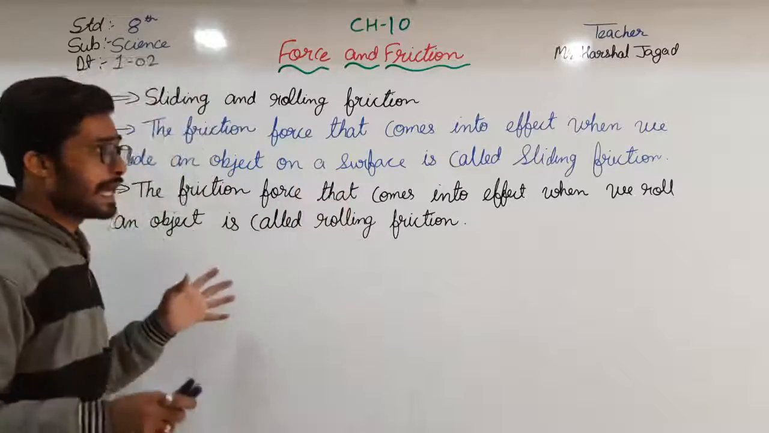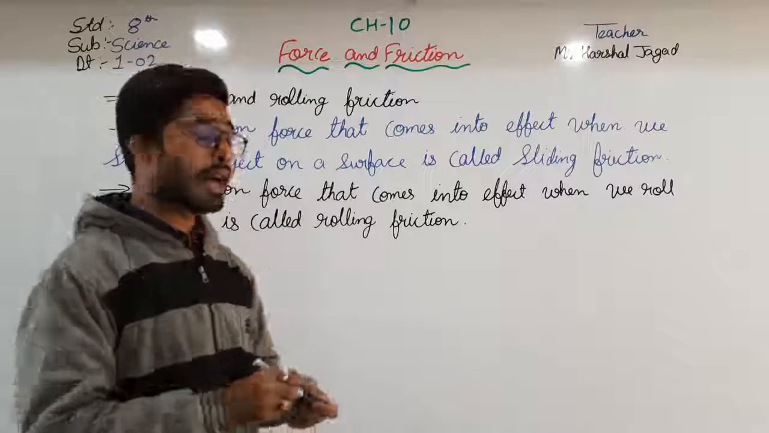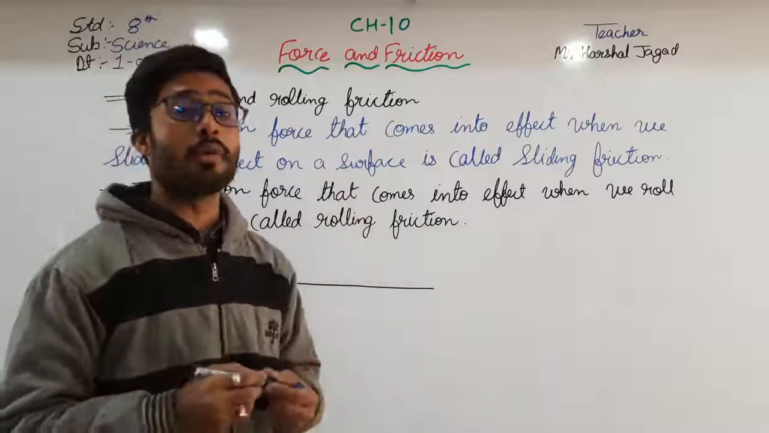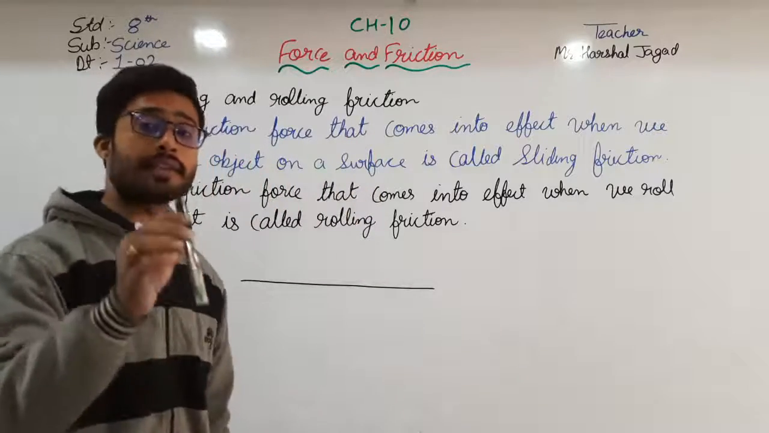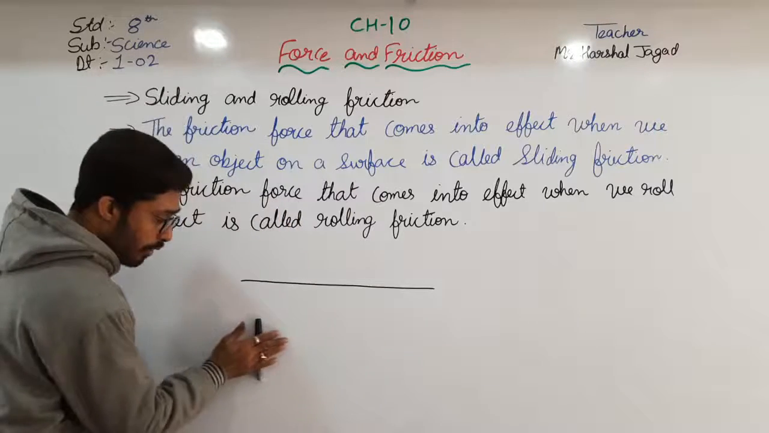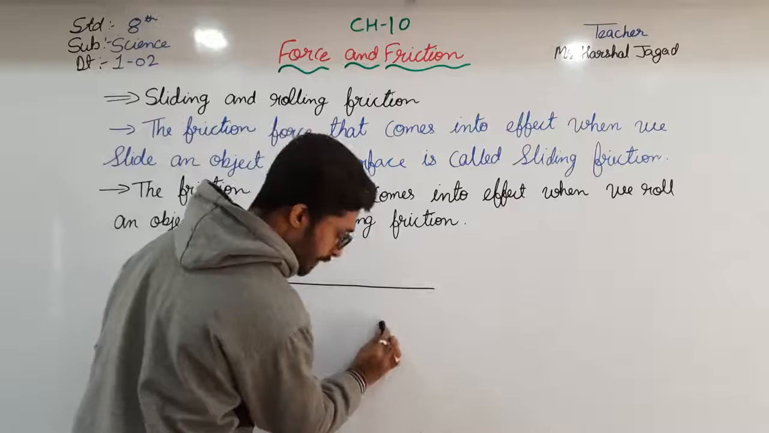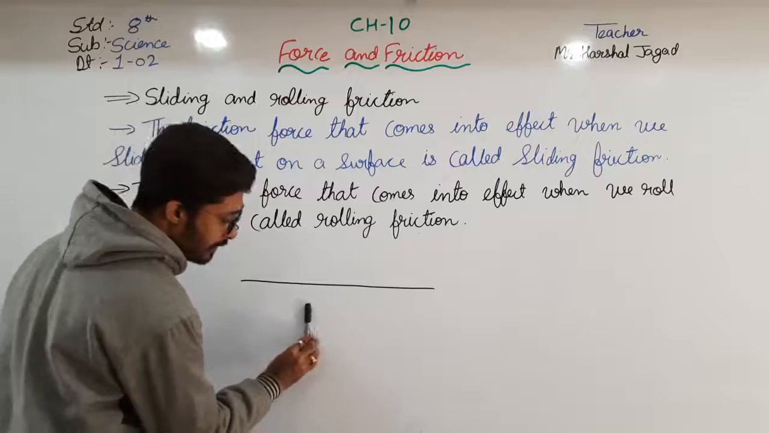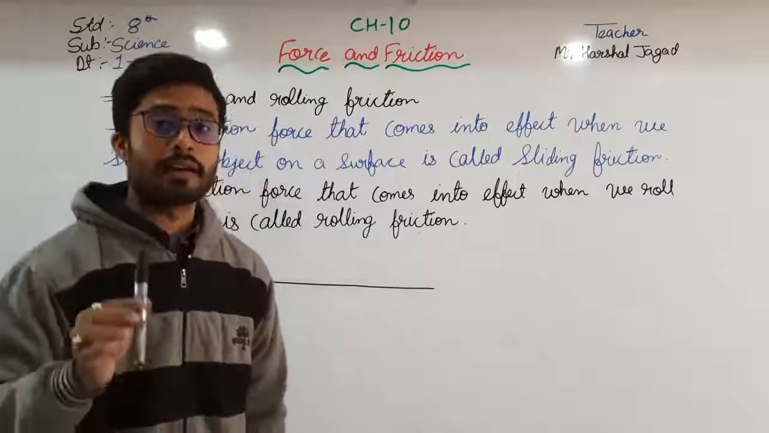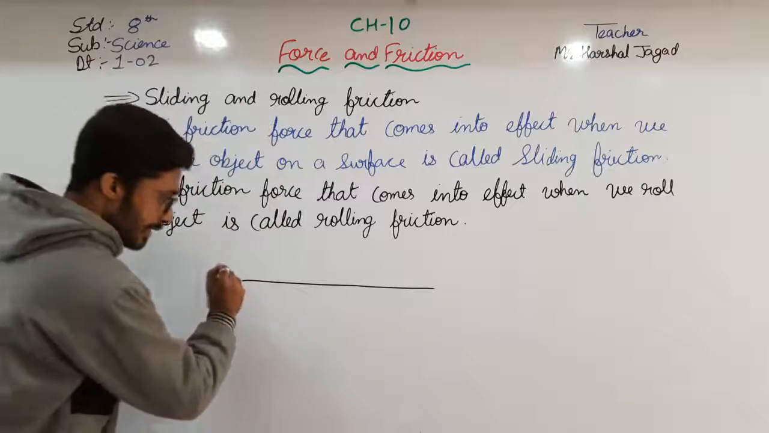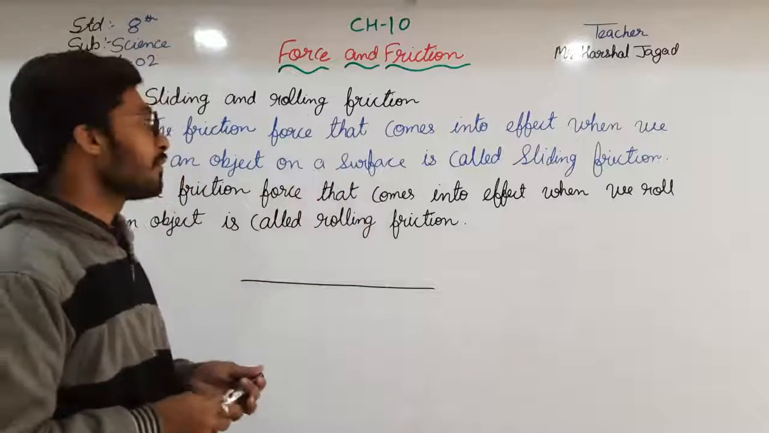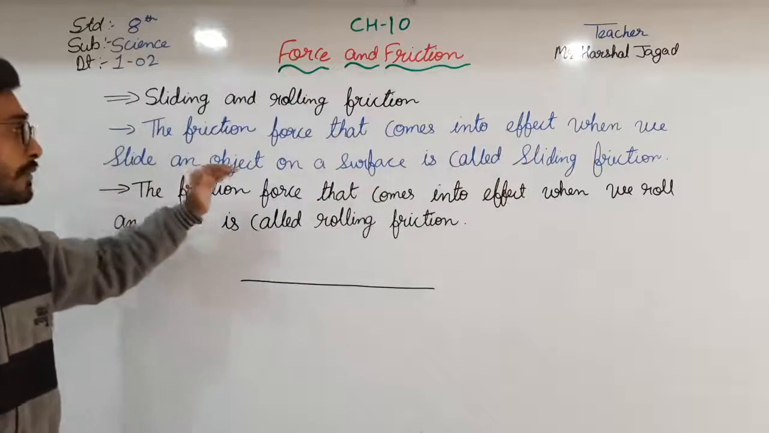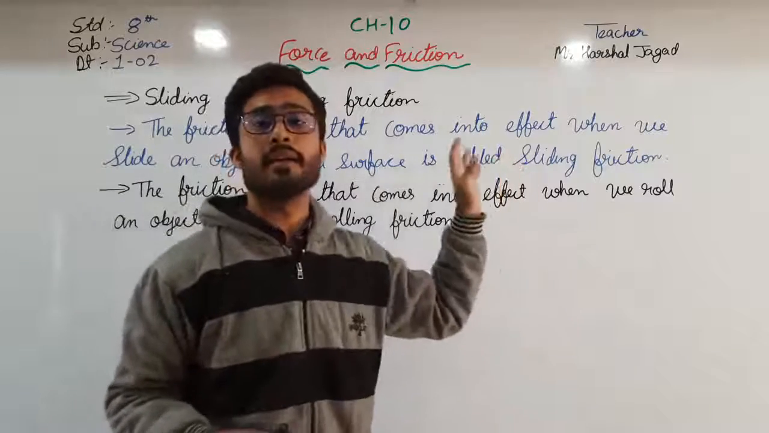So first of all, what is sliding friction? As I write with the marker, this is sliding friction. And what is rolling friction? If I take this marker and roll it, then it is rolling friction. As I roll, you can see it is moving, so that is rolling friction. The friction force that comes into effect when we slide an object on a surface is called sliding friction.